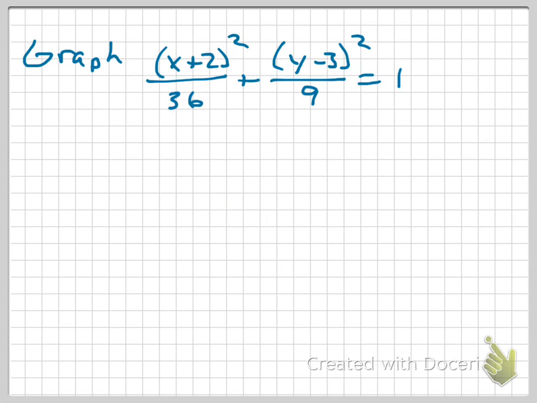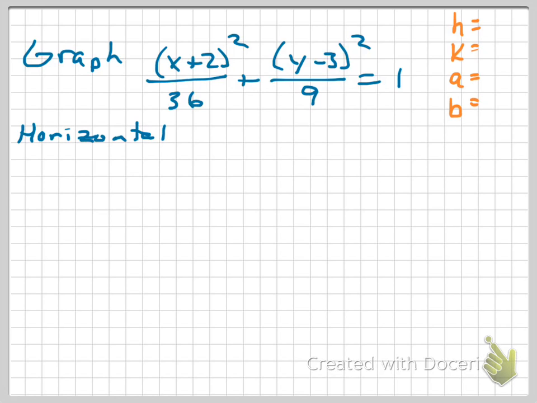So now I'm going to show you how to graph one. I'll go through this one with you step by step. First thing I do is I look at it and try to determine if it's horizontal or vertical. I can look at this equation and say, oh, that's horizontal, because the larger denominator is under the x. That makes the x the dominant axis, and since x is the horizontal axis, that's the way it's going to go. So it's going to be a horizontal ellipse. Okay? So I know what my picture is going to look like.